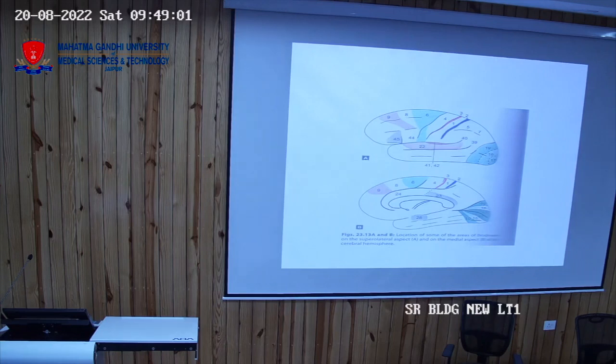The lesion of this area is called homonymous hemianopia. You have done also in the optic nerve. Have you done the optic nerve or not? Then see another important area.